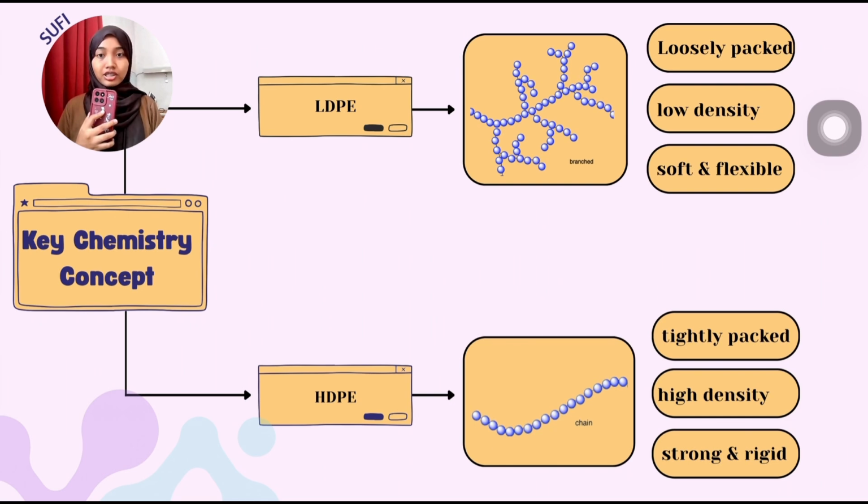On the other hand, HDPE, or high-density polyethylene, has a straight chain structure with very little branching. This allows the chains to pack close together. Therefore, HDPE is tightly packed, has higher density, and is strong and rigid. This makes it suitable for products such as bottles and pipes.